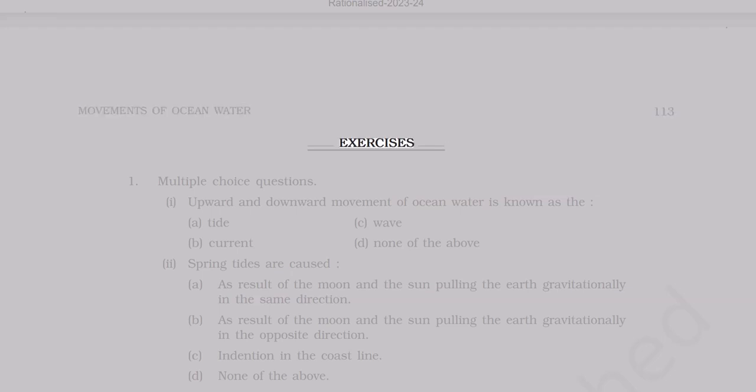Exercises. 1. Multiple choice questions. I. Upward and downward movement of ocean water is known as the A. Tide, B. Current, C. Wave, D. None of the above. 2. Spring tides are caused A. As a result of the moon and the sun pulling the earth gravitationally in the same direction. B. As a result of the moon and the sun pulling the earth gravitationally in the opposite direction. C. Indention in the coastline. D. None of the above.